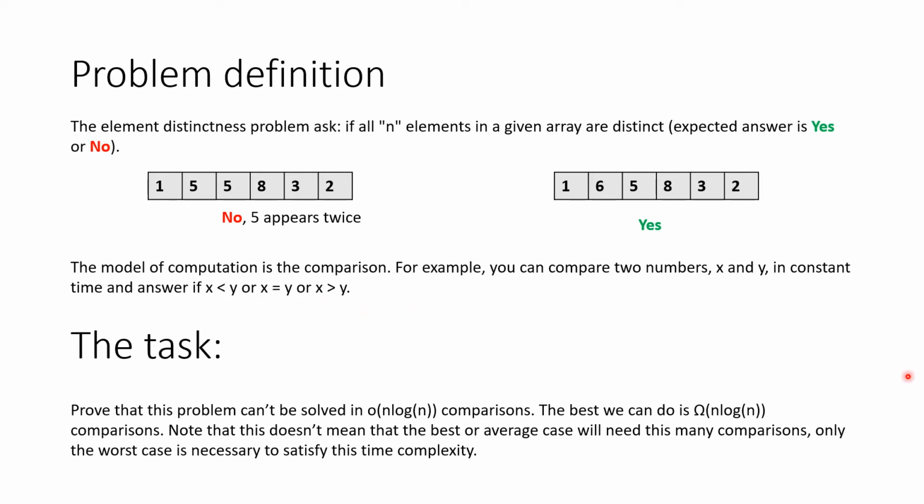So the task that we have is that we need to prove that this problem cannot be solved in a small o of n log n comparisons. The best we can do is big omega of n log n comparisons. Note that this doesn't mean that the best or average case will need this many comparisons. Only the worst case is necessary to satisfy this time complexity.